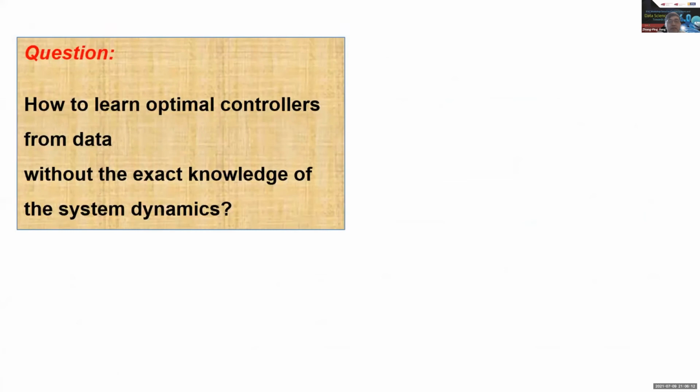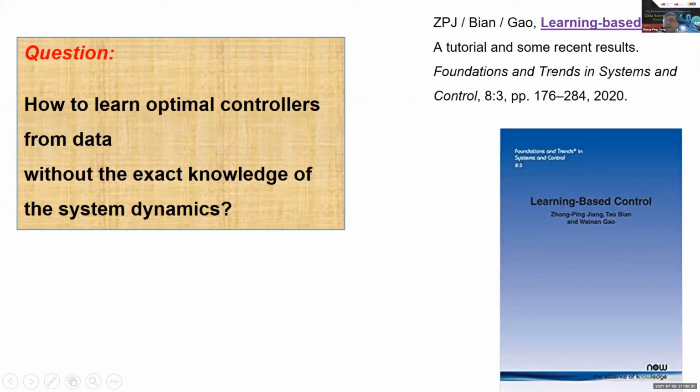All right, so that's the essential question I'm going to address here. We know the optimal controller exists from linear quadratic regulator theory, from observation theory, but it cannot be implemented because the system matrices are unknown. Can we learn the optimal control from data? The answer is yes. Over the last 10 years or so, with my students, we developed a new theory called learning-based control theory, versus model-based control theory.